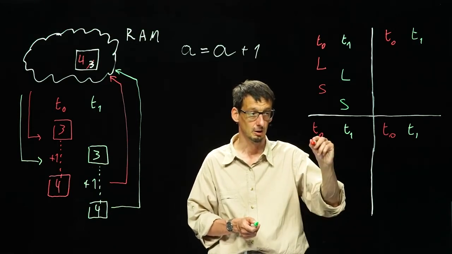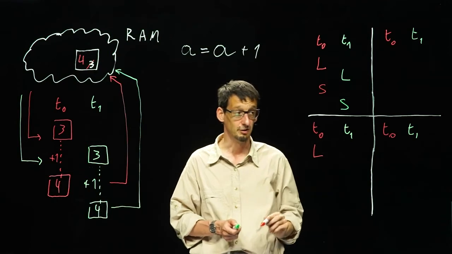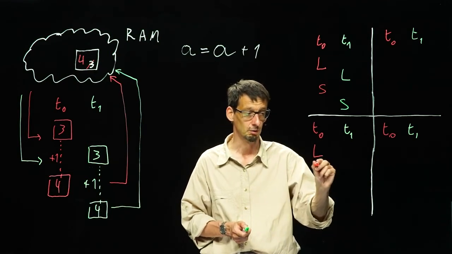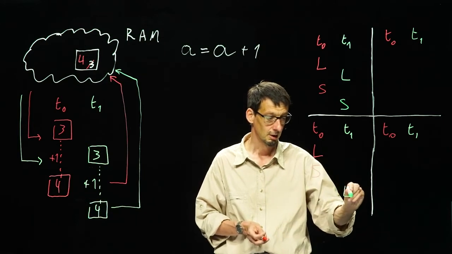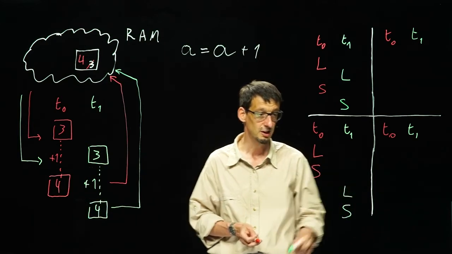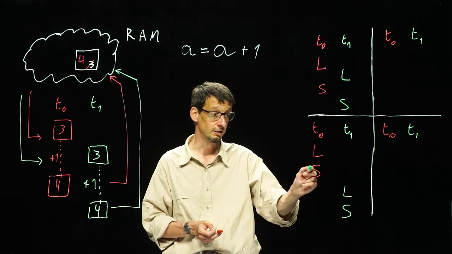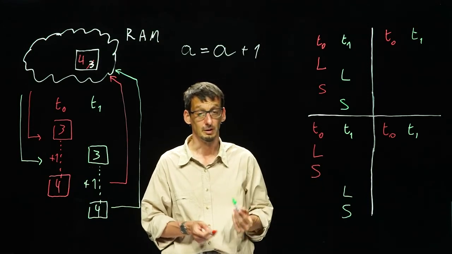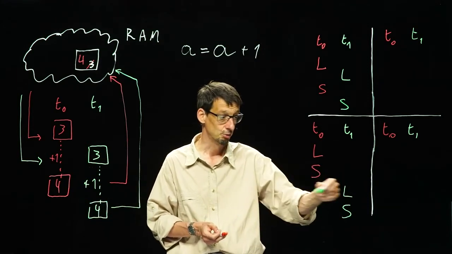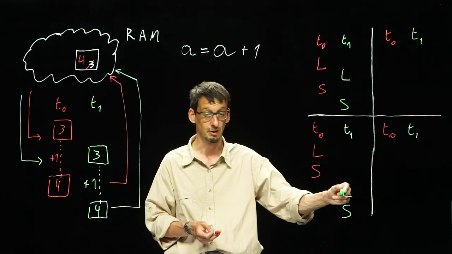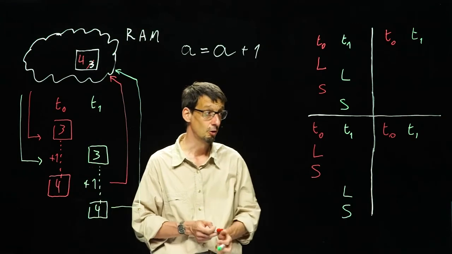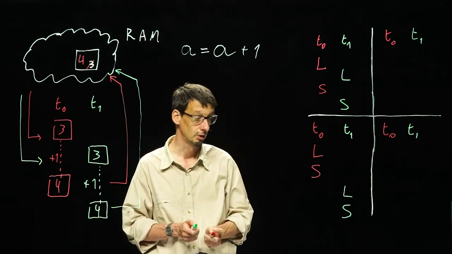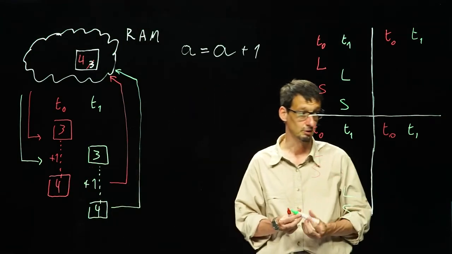There could have been a load by T0, immediately followed by a store, followed by a load, and again a store by T1. So basically, this store would have written 4 to memory, which would have been loaded into T1's register, updated to 5, stored in RAM. So this scenario would have given the correct result. And of course, there is a complement to that.